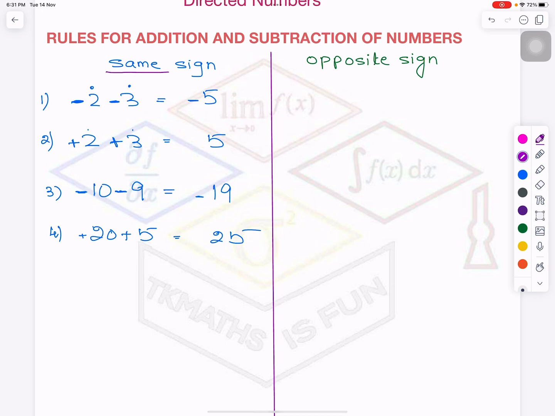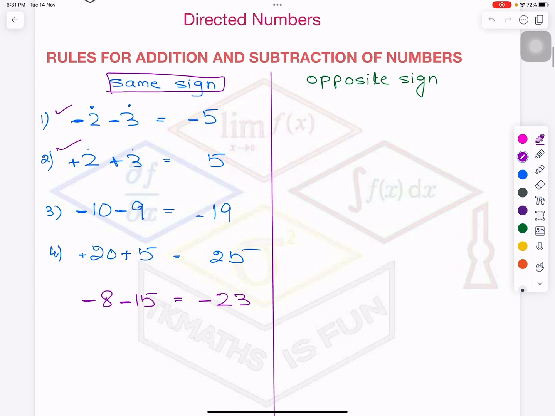Right now I'm talking about the cases when both numbers have the same sign. Here it was both negative, here both positive. Let's take another negative: -8, -15. Both signs are negative. You will add up the numerals. What is 15 plus 8? 23, right? Now which sign will you use? The one used with both the numerals.